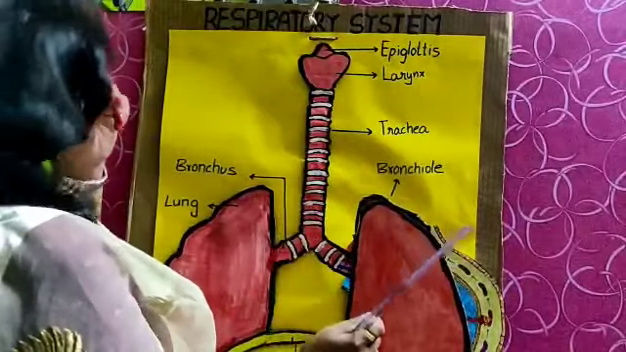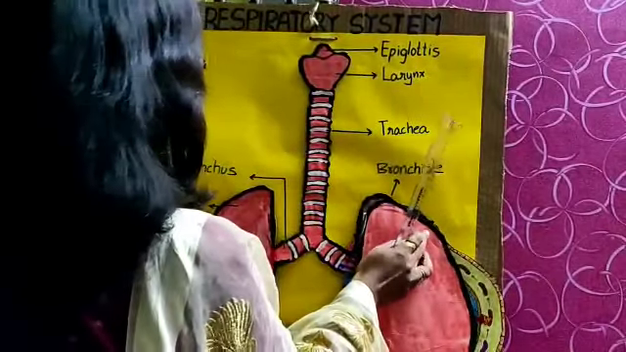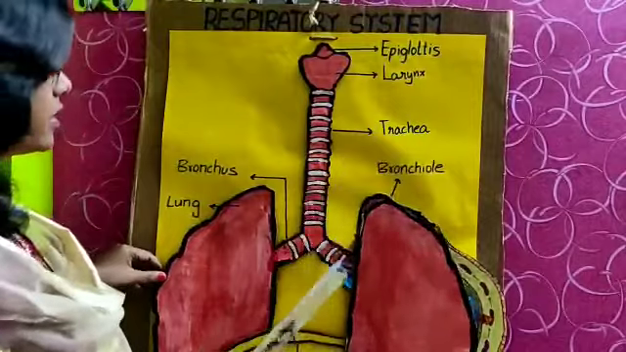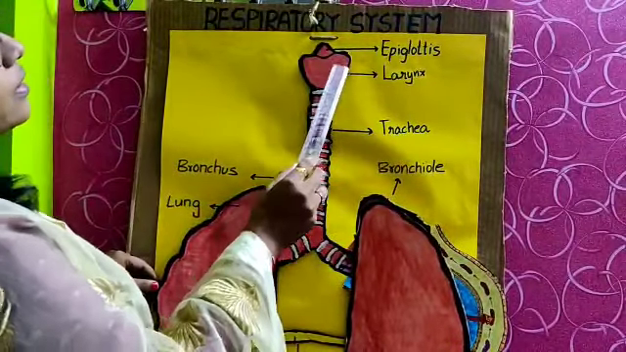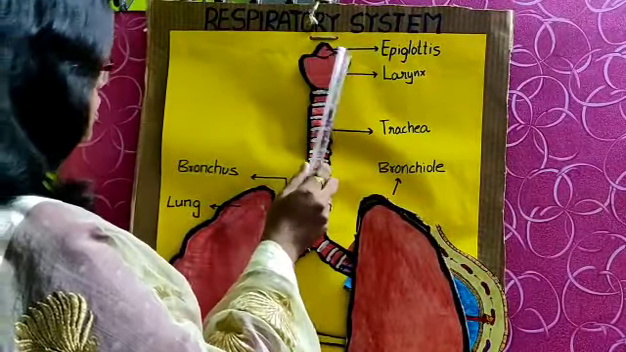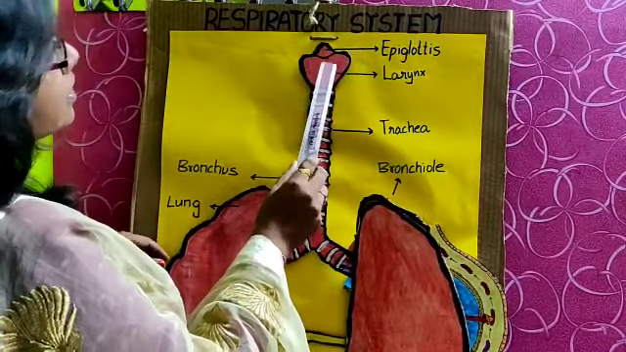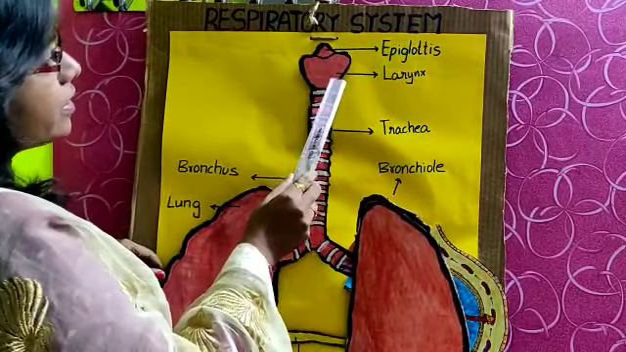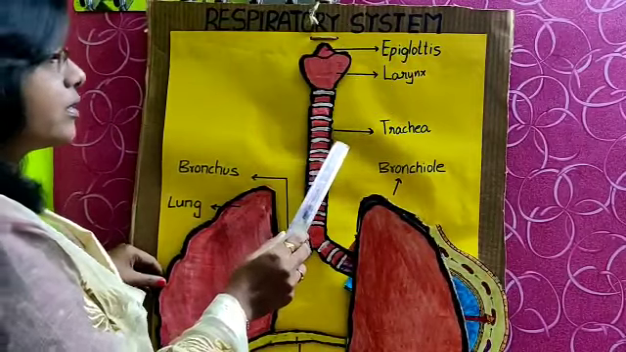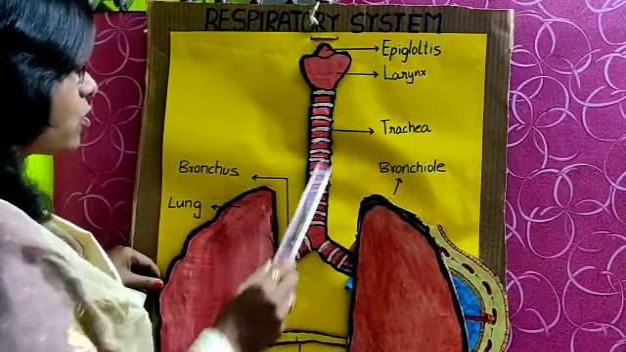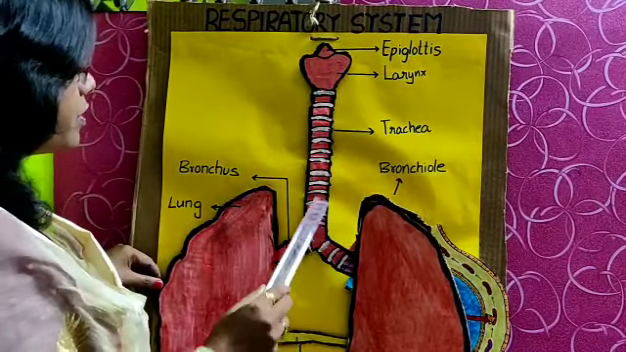If you see here the respiratory system of a human, we can see the parts like the nose and nasal cavity, we can see the epiglottis and then the larynx. Then we can see the trachea. This is a long pipe-like structure. It is also called a windpipe.